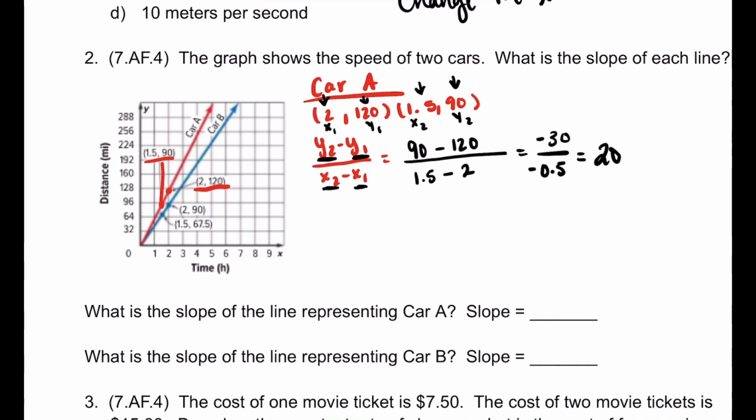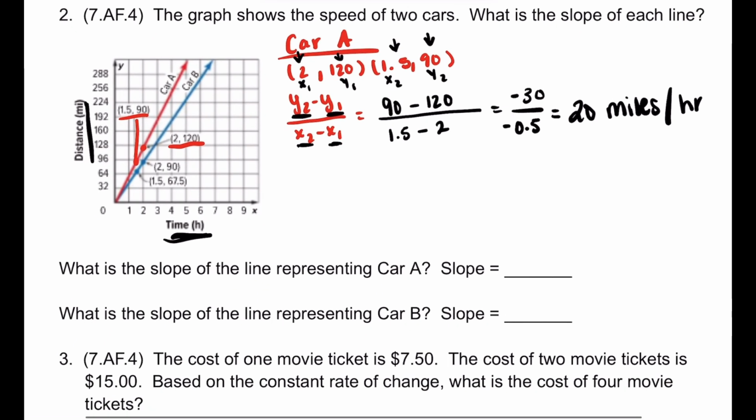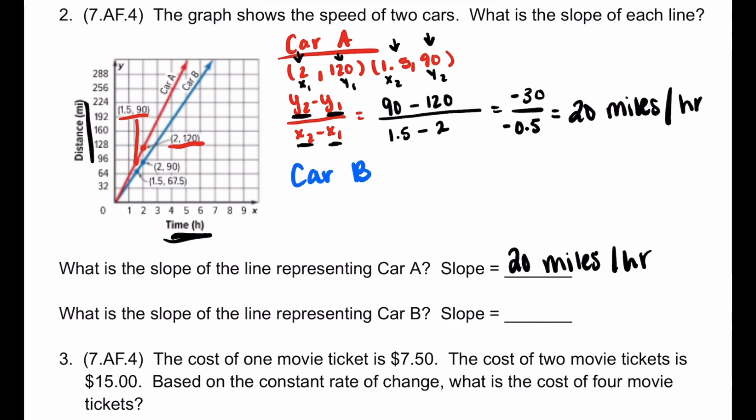Now we are looking at our measurement, which is y per x. Our y is being measured in miles, so I'm going to put miles per, and our x values are represented by time in hours, so I'm going to put hour. So 20 miles per hour. It says, what is the slope of the line representing car A? 20 miles per hour. Okay. Now for car B, I'm going to do the exact same thing.